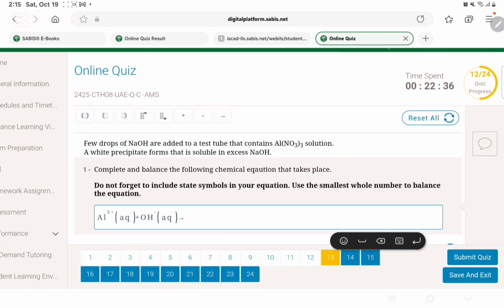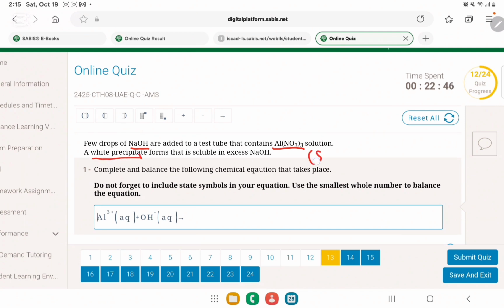Okay, so here we add a few drops of NaOH to a test tube containing Al(NO3)3. A white precipitate forms. Precipitates are solid, by the way. So we have to finish the equation. We have to balance it, by the way, too. Okay, so how do we get the precipitate? We do Al 3 plus and OH minus. Then we cross multiply. We did this last year, if you can remember.